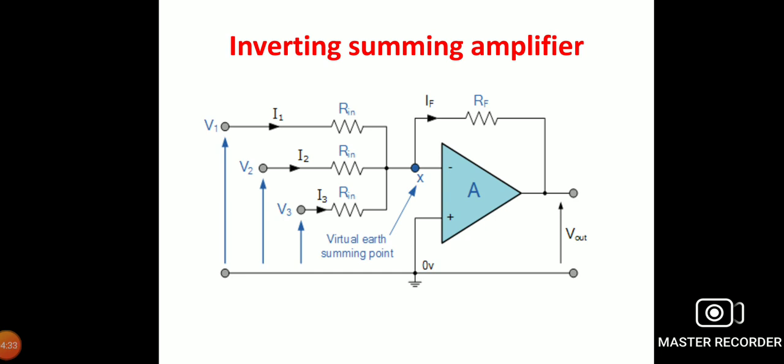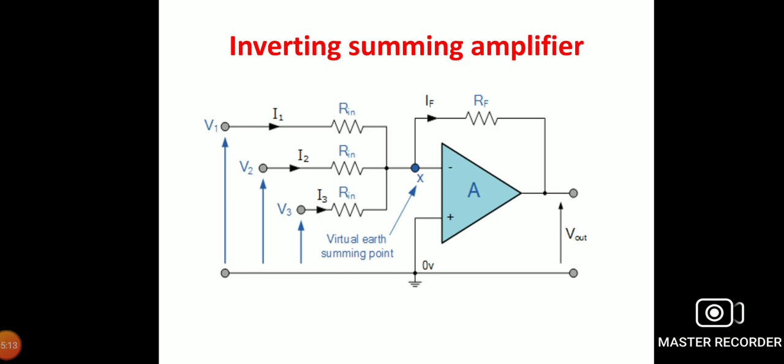Then we can simplify the output voltage. The minus term is a negative term, so the inverting amplifier gives a negative output voltage. So the minus V out is equal to feedback resistor divided by input resistance into V1, plus feedback resistance divided by input resistance into V2, plus feedback resistance divided by input resistance into V3.